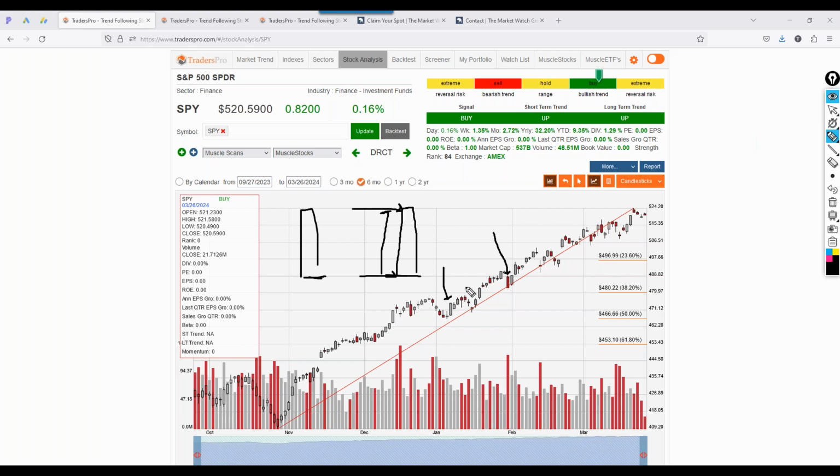If you have a bar like this, then you're getting a down day where it opens here, trades lower, and then closes here. So it's closing lower than where it opened. That's going to create a red bar. If it closes higher than where it opened, that's going to create, in this case, a white bar.